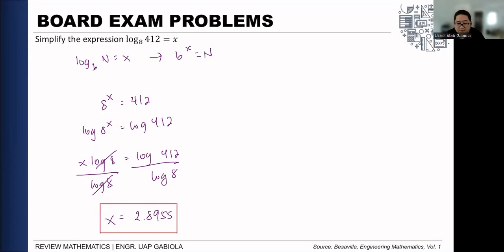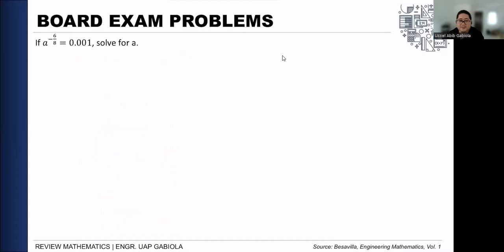Na yun din yung downfall ng shift solve ulit kasi wala pong shift solve na base 8. No? So, kung hindi kayo marunong mag-apply ng ruling, wala na kagad kayong 1 point sa board exam. No? Okay? Next.